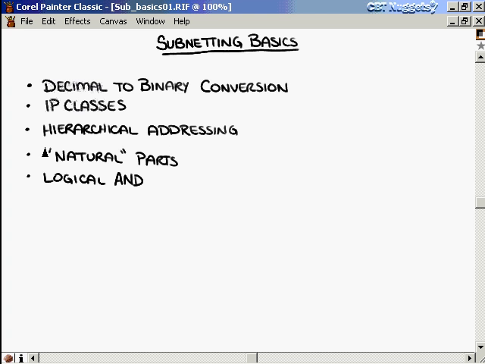We followed this with a look at the default mask for each of the IP address classes and saw how it is used to divide the host and the network portion. We called these portions its natural part. And we ended up with a look at the tool that brings us all together, the logical AND. It's used to apply the default mask to an IP address so that we can come up with the divisions of network and host.